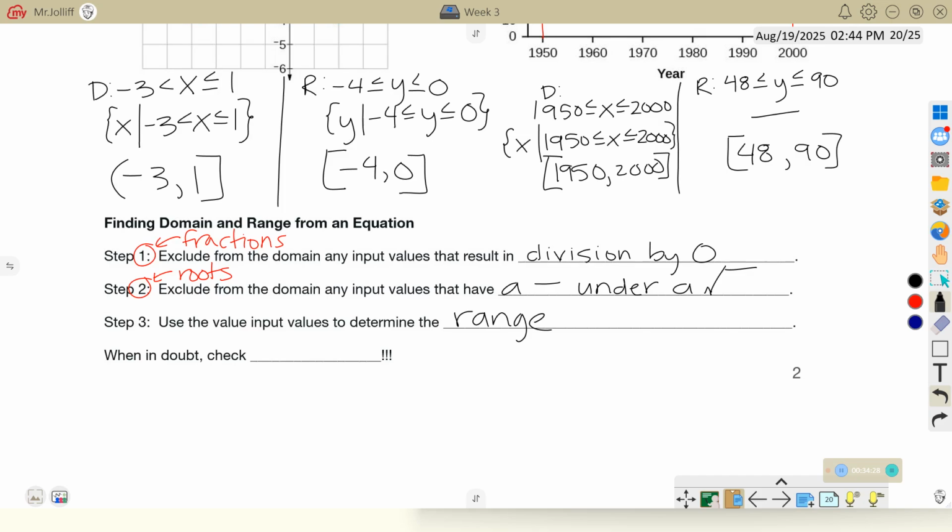If you are not sure that you have done this process correctly, how do you check? Yeah, graphing calculator, graph that bad boy. Check the graph. Graphing calculator, Desmos. That graph will show you where those issues show up in the domain and range. So you should try it with algebra, but double check it with a graph.